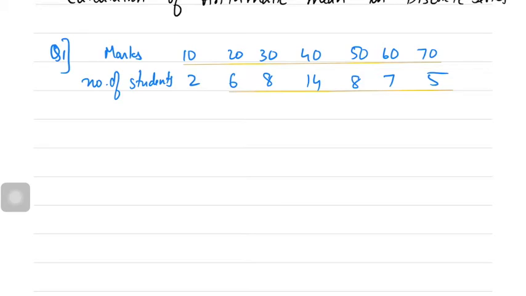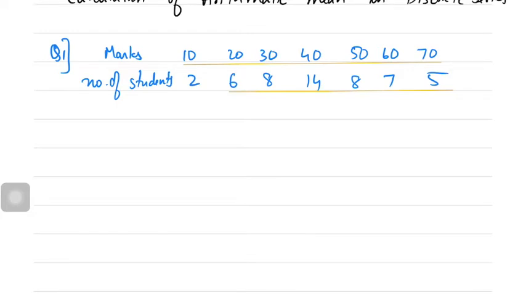Okay, this is the next problem, calculation of arithmetic mean in discrete series. In case of discrete series, there are 3 methods: direct method, shortcut method or deviation method, and step deviation method. In step deviation method, you have to make sure the difference between x is same. So step deviation method cannot be used for all the problems. Okay, so you can avoid using step deviation method.